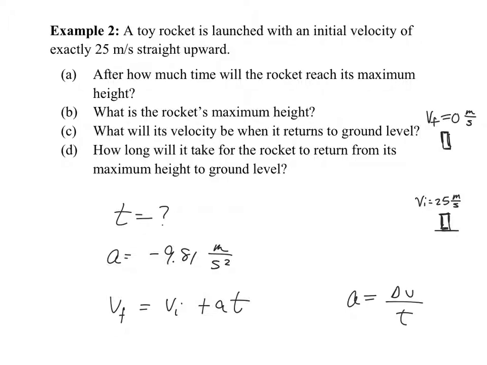Come on. I had you list everything else, right? So what do you know? You know VF, you know VI, you know A. What's the only thing you don't know in that equation? T. That's why you can use that formula, okay?